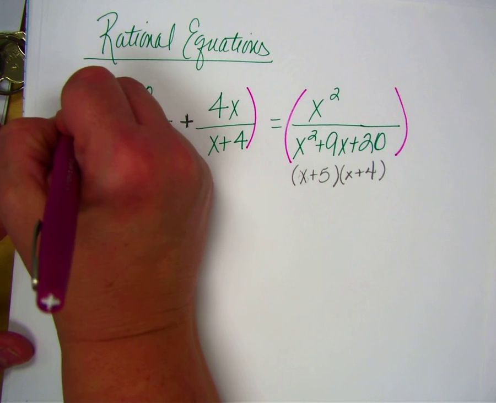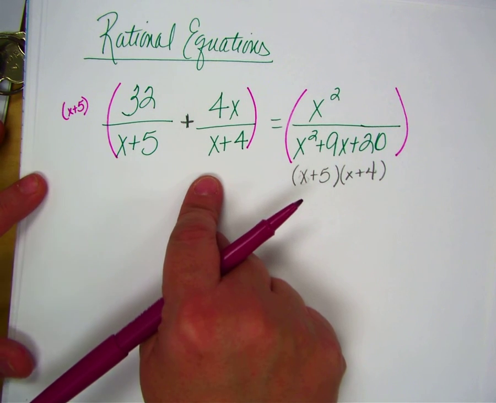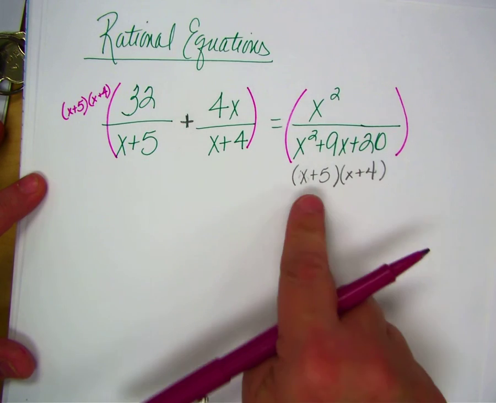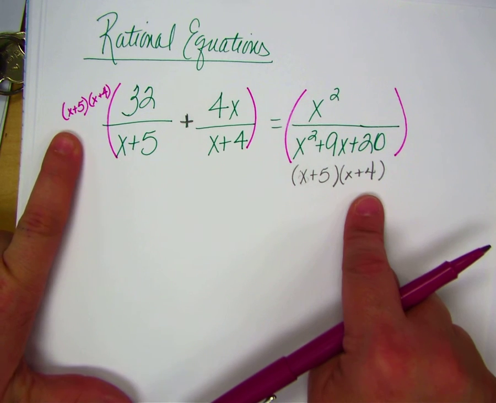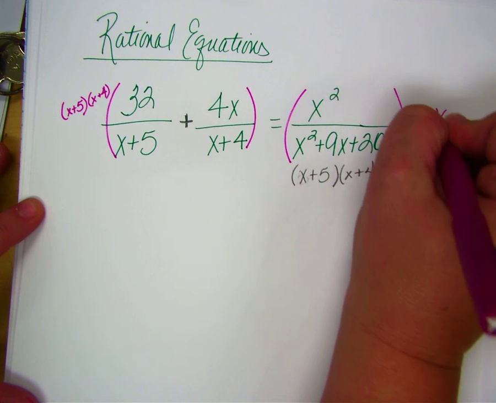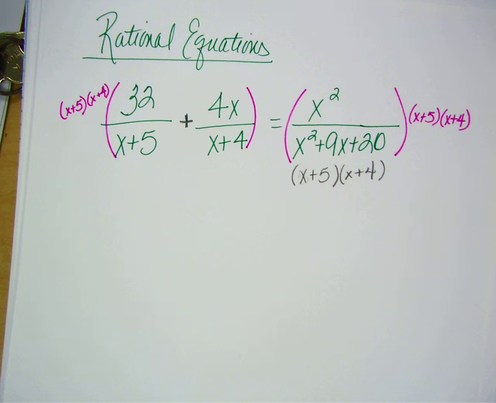I've got to have an x plus 5 in it. I have an x plus 4, so my common denominator has got to have an x plus 4 in it. I have an x plus 5, and I have an x plus 4. So x plus 5 times x plus 4, that's my common denominator.